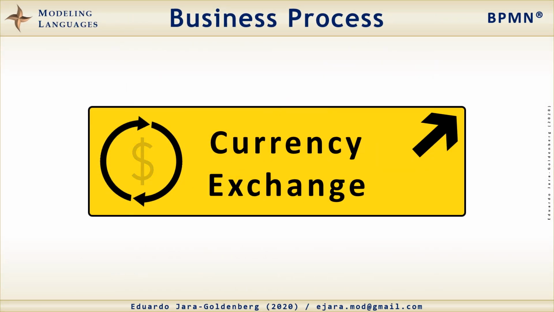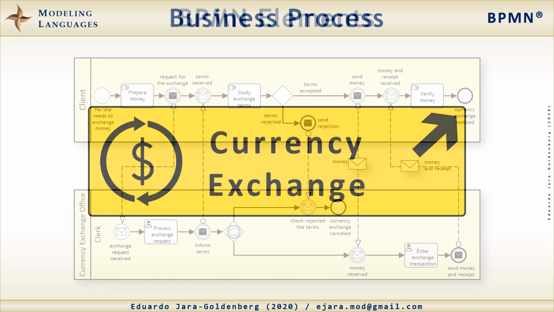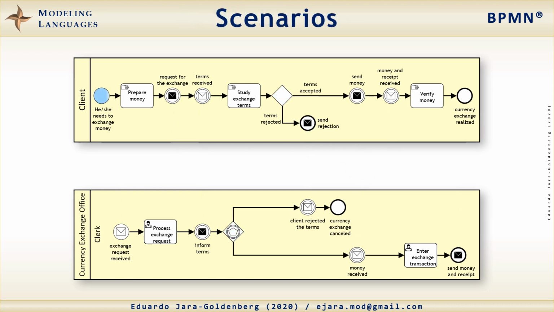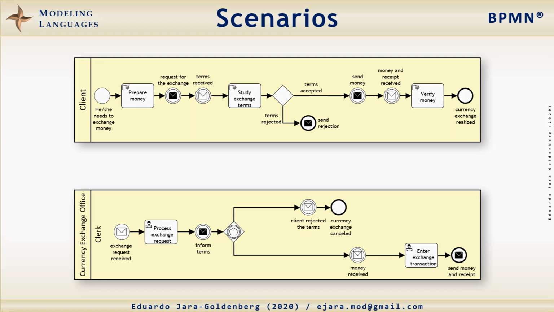First, we will introduce the currency exchange business process. Next, we will describe the BPMN elements in general, and in more detail the elements used in this example. Then, we will examine in detail the two possible scenarios: when the client rejects the terms offered by the currency exchange office, and when the client accepts the terms and the currency exchange is accomplished. Finally, we will briefly see the difference between a private and a public process.